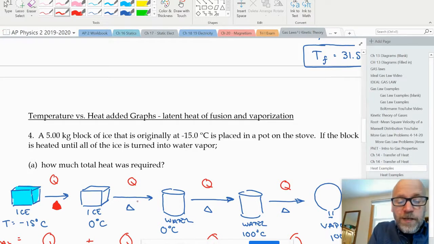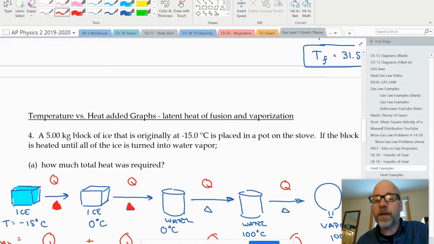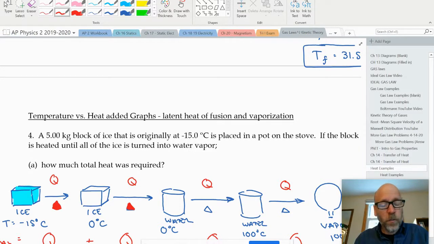Then as you continue to add heat, that triangle under the arrow represents heat being added. The ice turns into water at 0 degrees Celsius. The temperature stays constant during a phase change.